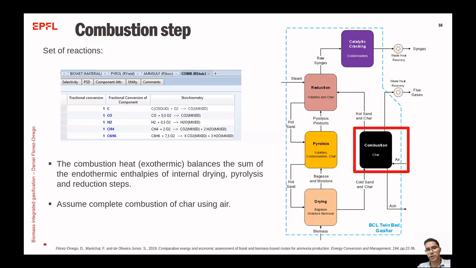As we say in the combustion step, the char that is produced during the pyrolysis step is burned with air, more specifically with the oxygen that is in the air. In this case, the combustion generates a lot of waste heat because it's an exothermic reaction, and this heat is used to balance the endothermic enthalpies of reaction of the pyrolysis and the reduction steps, as well as for providing the heat for the internal drying. We assume that there is a complete combustion of the char using the air.